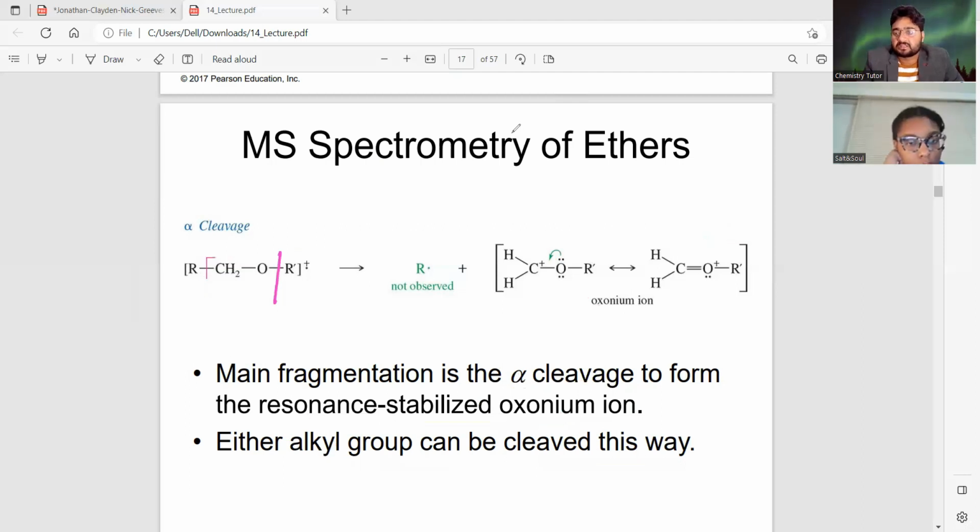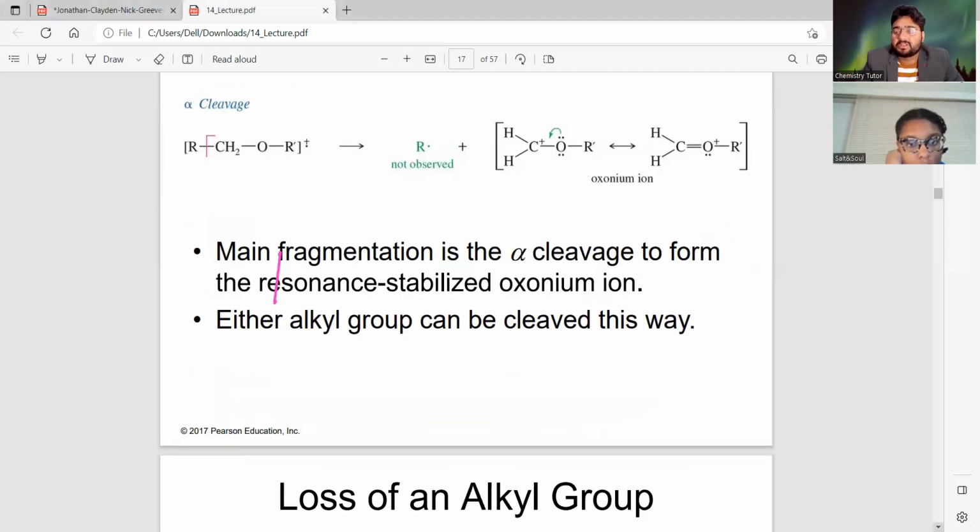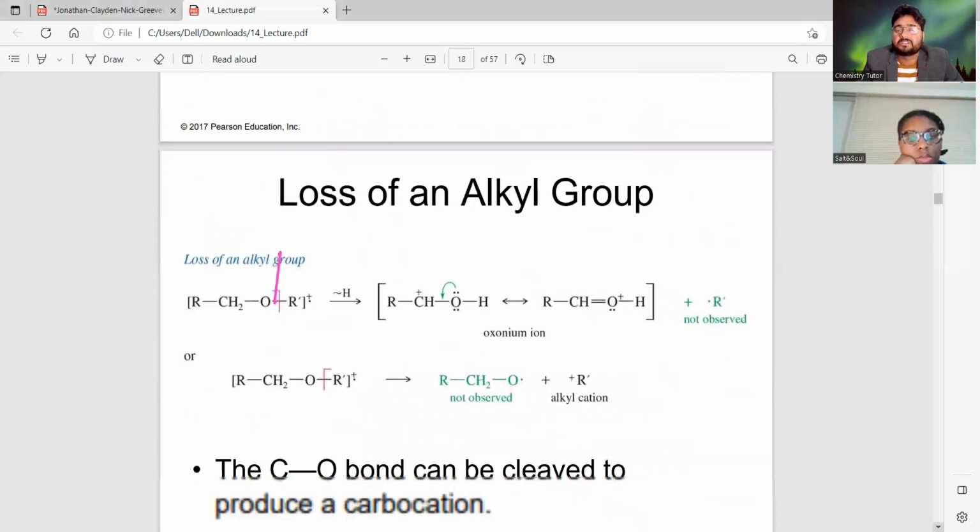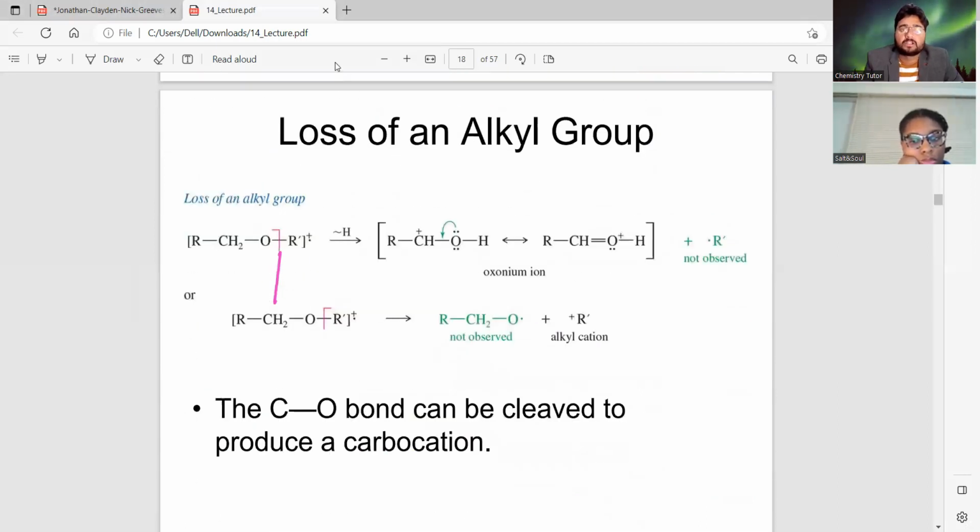So let's discuss the cleavage of the alkyl group. The dominant cleavage is alpha cleavage in the case of ethers, but you can also break down this alkyl group. So, loss of an alkyl group: if I am breaking this alkyl group from here, what will happen? Again, I am getting an oxonium ion.